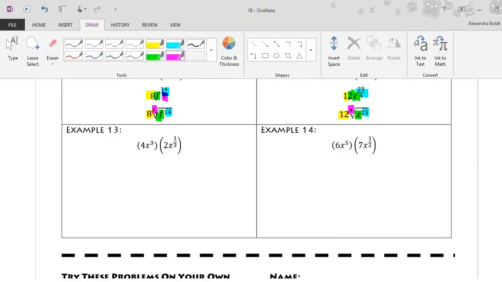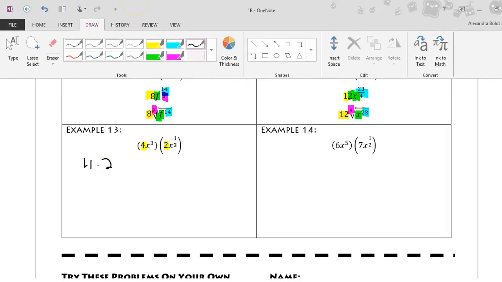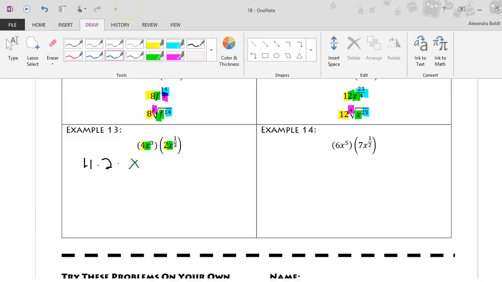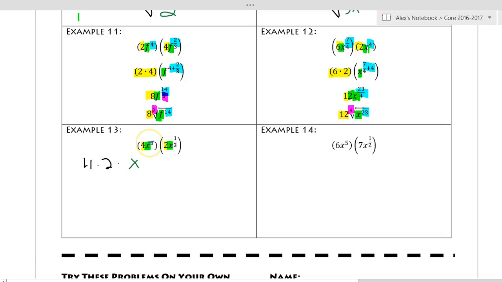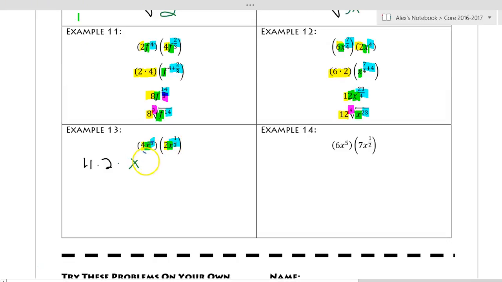Let's look at example 13. Again, I have 4x cubed times 2x to the 1/3. So to start this problem, I want to do my coefficients, 4 and 2. I pull those out front, 4 times 2. Then I have my base, which is x. So that goes next, and the base doesn't change. And then I have my exponents, 3 and 1/3. So I add those together, and we should be writing them up higher, and a little smaller.